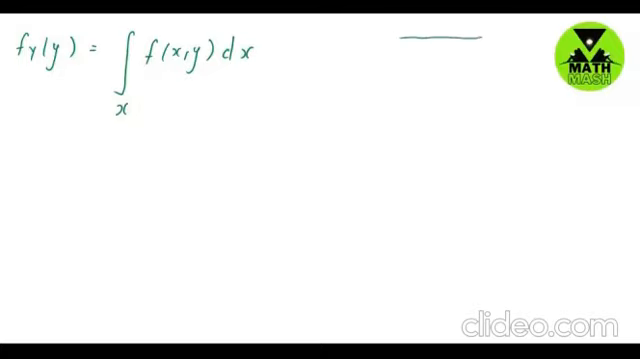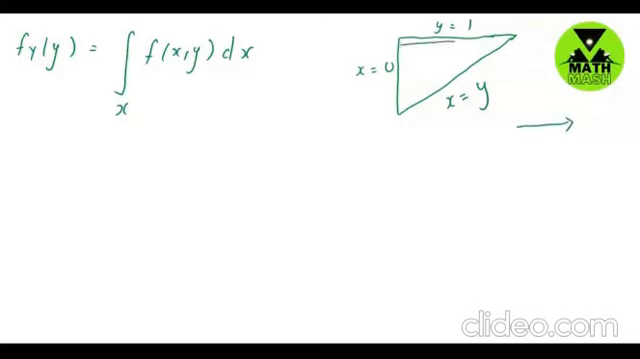Again, I am sketching the region of integration. This is the y equals 1 line, x equals 0, and x equals y. Now, when we are integrating with respect to x, always move from left to right. If you look at the leftmost points, they are lying along the line x equals 0. So the value of x along this line is nothing but 0. The lower limit of x is 0, and the rightmost points are lying along the line x equals y.